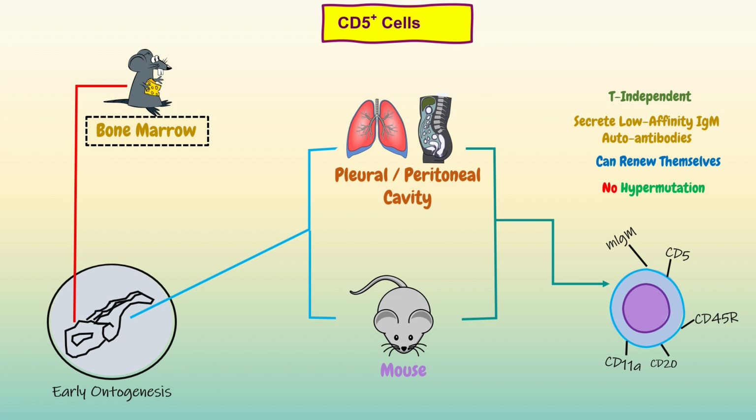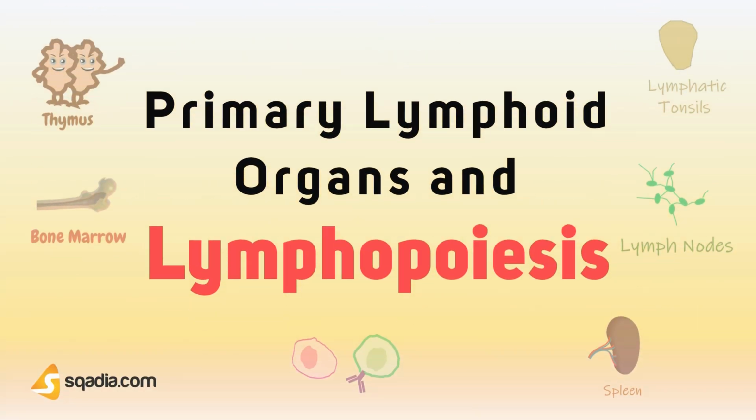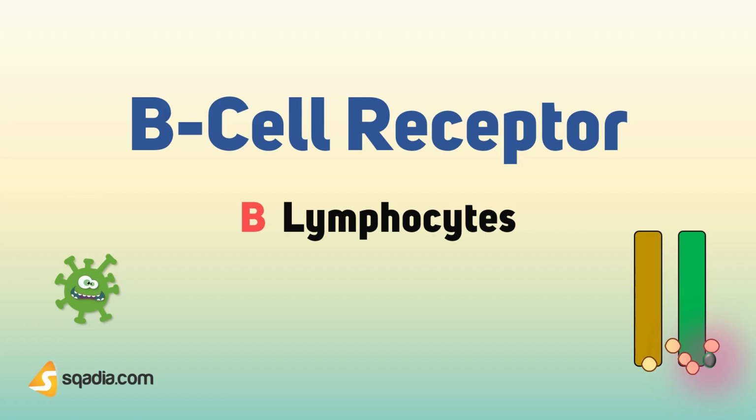This was all about lymphopoiesis of B lymphocytes. If you want to have more understanding, watch our video on primary lymphoid organs and lymphopoiesis. In our next session, we will discuss the B cell receptor and its structure in detail.